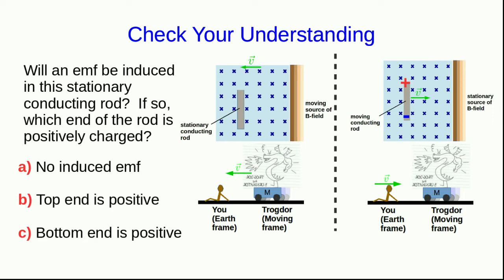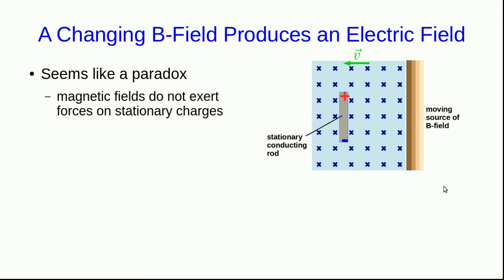And so you must see that as well in your reference frame, even though the conducting rod is stationary in your frame. So the top end is positive. This may seem like a paradox, because we know that magnetic fields do not exert forces on stationary charges, and the charges inside that rod are most certainly stationary. So how is it that we here have a magnetic field that's apparently exerting forces on it?